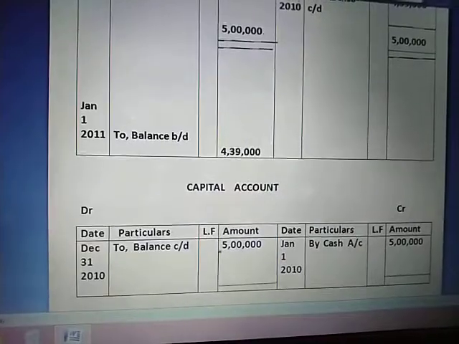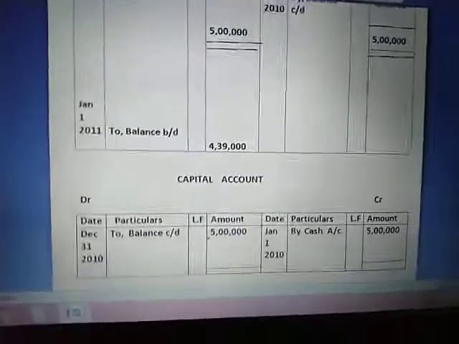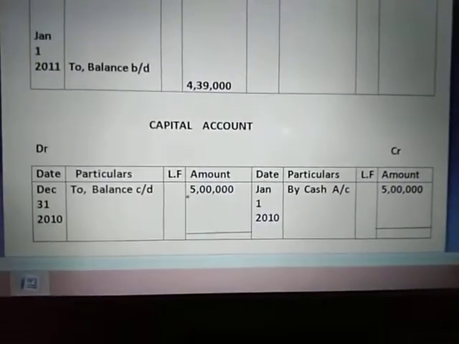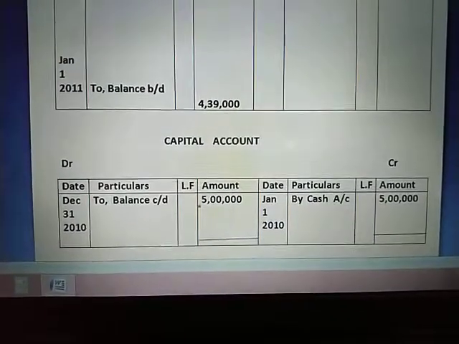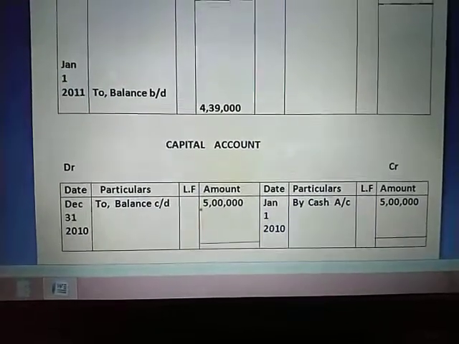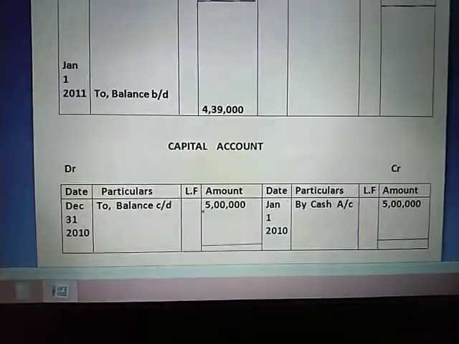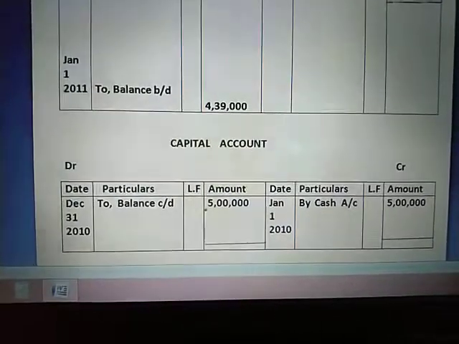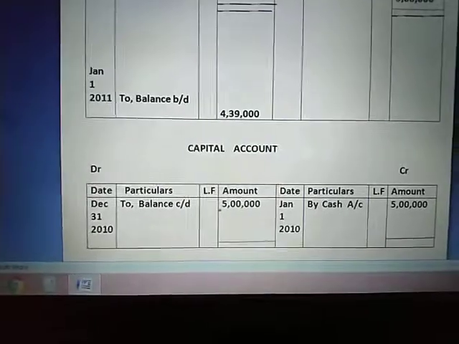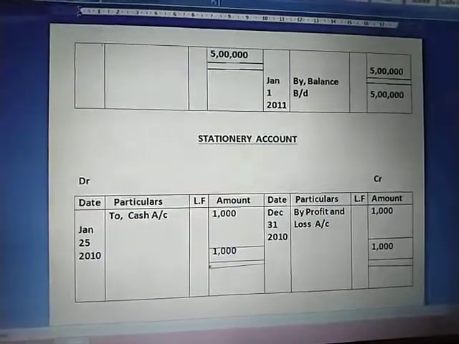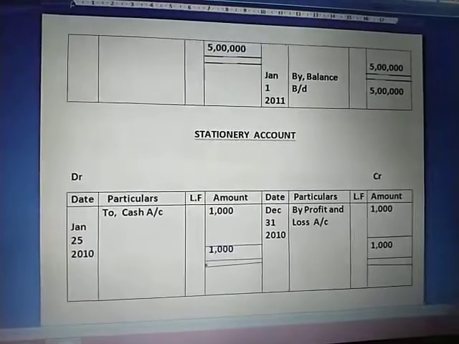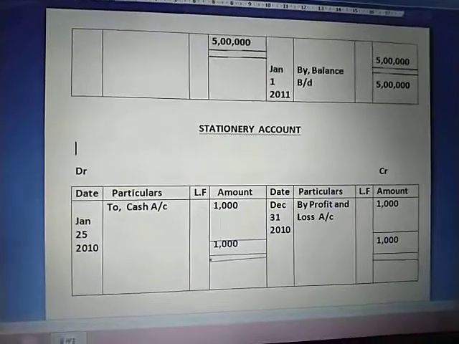Now we will move on to capital account. Now in capital account on Jan 1, 2010 we have by cash account as 5 lakh, and then for balancing it we have to write it as December 31st, 2010 to balance CD 5 lakh, and this balance will be carried down to the next year 1st Jan 2011. So here you can see that we have brought down this balance as rupees 5 lakh on Jan 1, 2011.